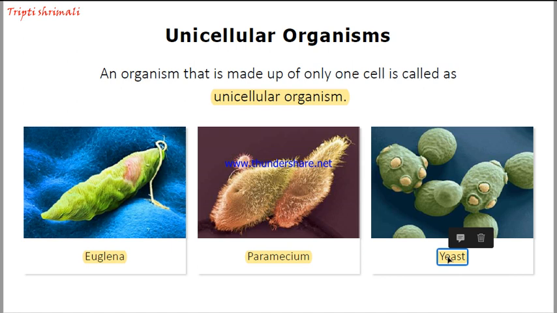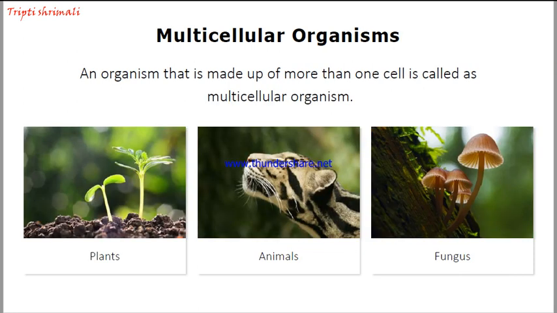Organisms are classified as unicellular and multicellular on the basis of the number of cells present. If only one cell is present and that single cell is performing all the life processes like nutrition, respiration, excretion, reproduction, then the organism is termed a unicellular organism. Right? If we talk about multicellular organisms, then the organisms which are made up of more than one cell are called multicellular organisms.